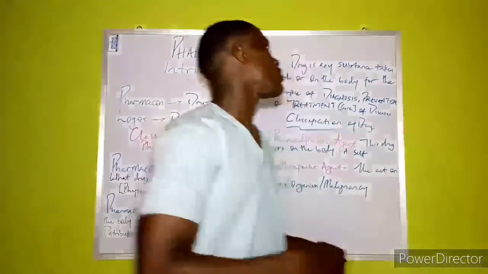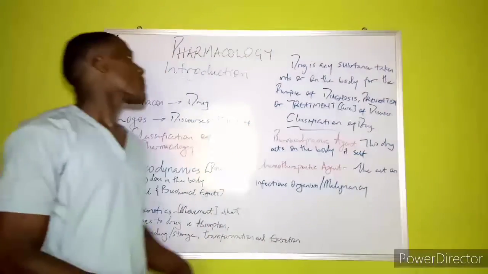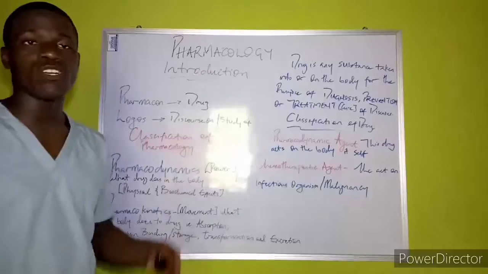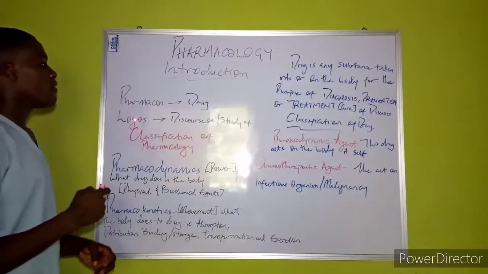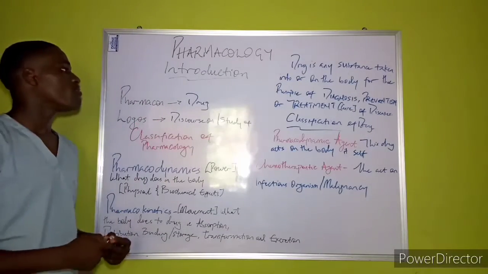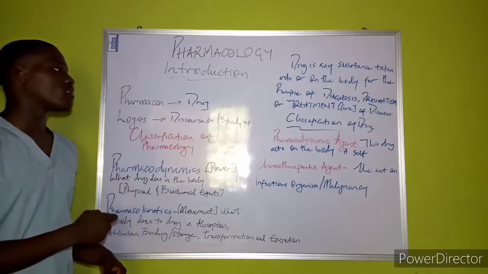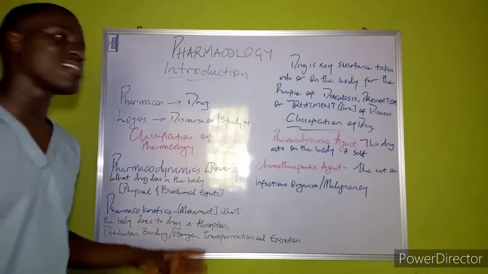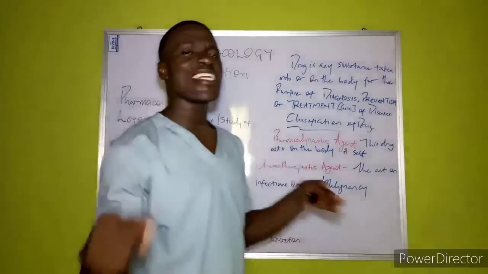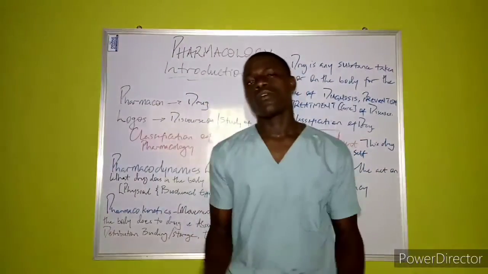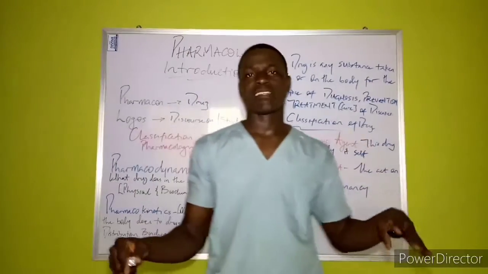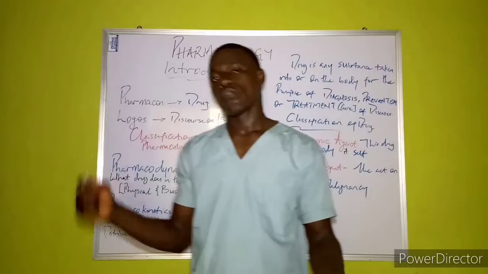In this video, we'll be talking about an introduction to pharmacology. Pharmacology was derived from two Greek words, pharmacon and logos. Pharmacon means drug, while logos means the study of or discourse on. So in essence, we can say that pharmacology is the scientific study of drugs and their interaction with the body of animals, that is, lower animals or humans.